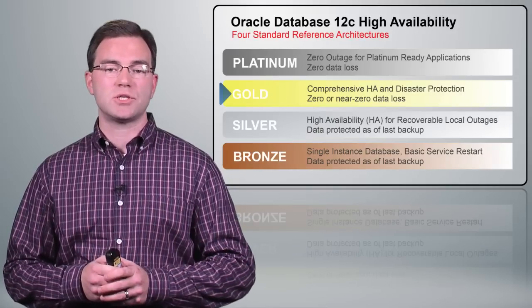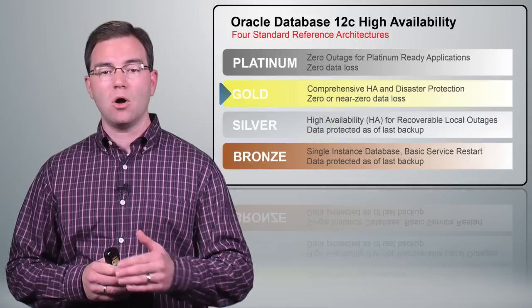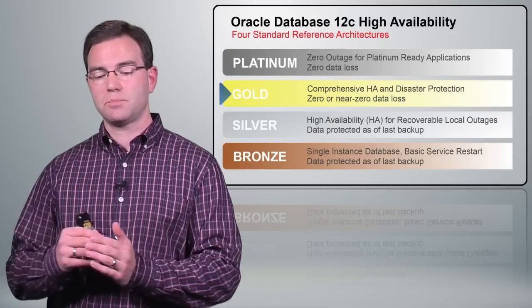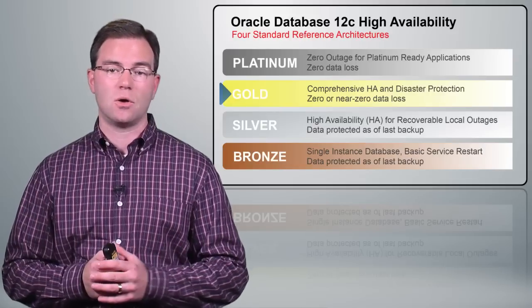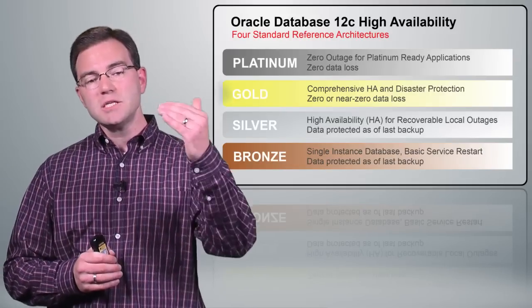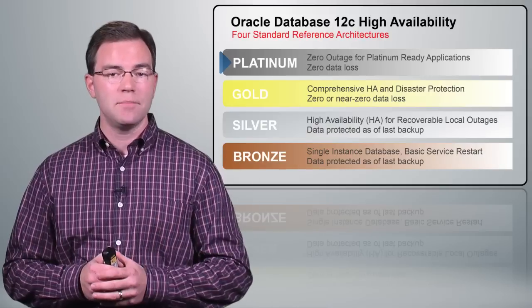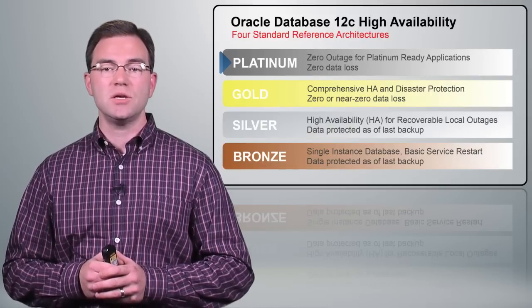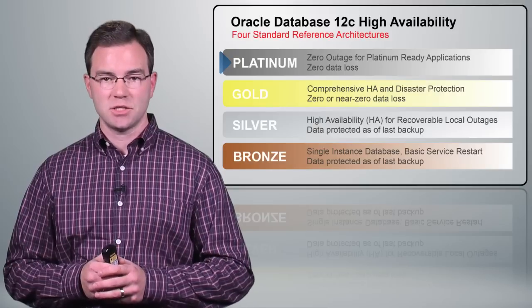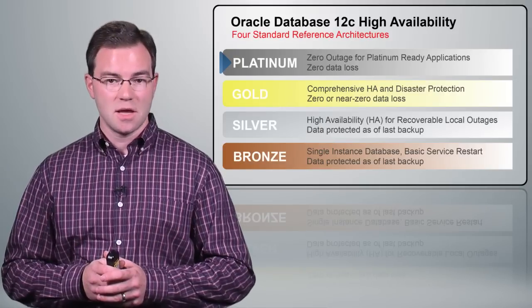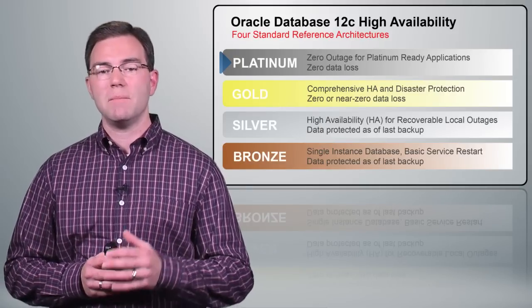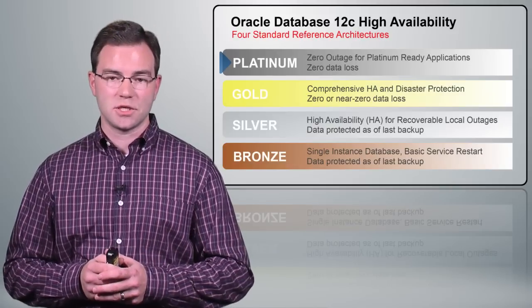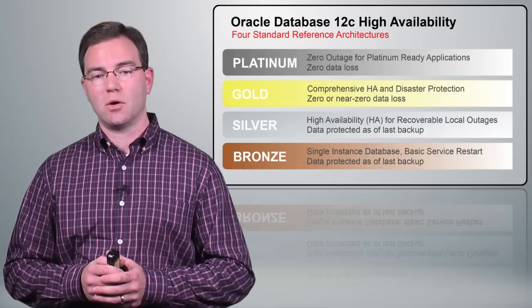There's also the assumption in the gold level that comprehensive HA and disaster protection is used, which means that you probably want to standardize already in the gold level on Oracle RAC One Node and/or Oracle RAC, and have an additional protection against disasters such as Oracle Data Guard. The platinum level then goes one step higher and considers the application to the degree that we assume that there is zero outage for certain applications and there is zero data loss. This presentation, however, will majorly focus on the silver and gold level and consider the local outages, which then are protected by Oracle RAC.